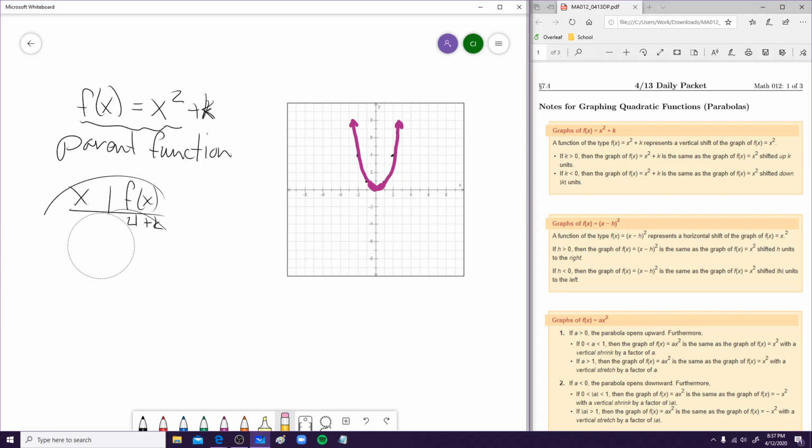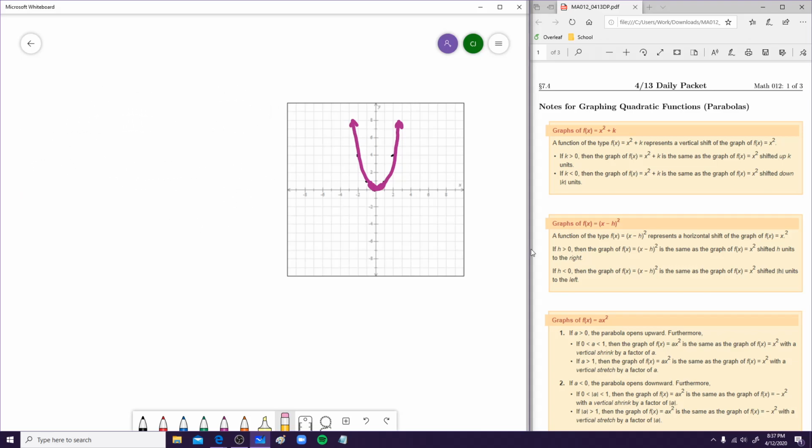Unlike the vertical shift, the horizontal shift is a little counterintuitive because when you see minus h, a lot of people think, okay, we have to move to the left h units. However, that's not right. If you look at the note here, if h is greater than 0, then we're going to shift our graph h units to the right. If h is negative, then we shift our graph h units to the left.